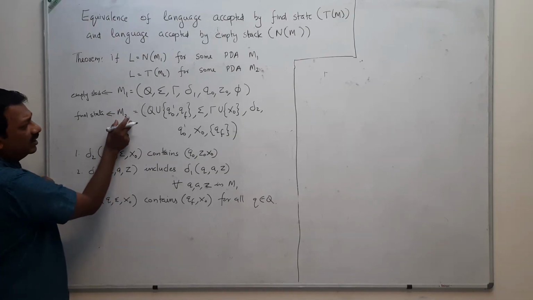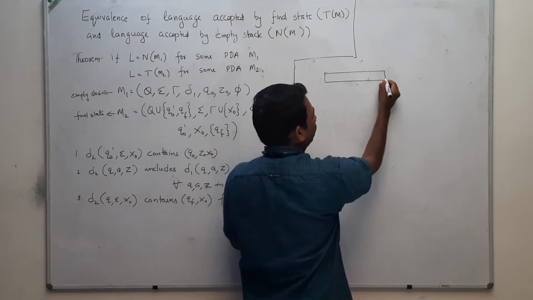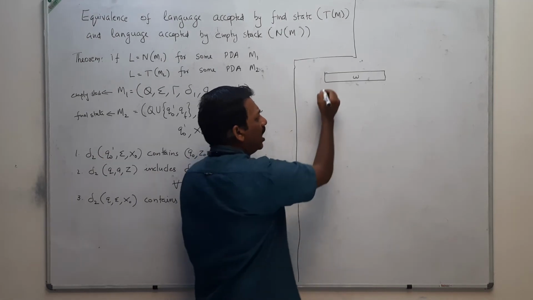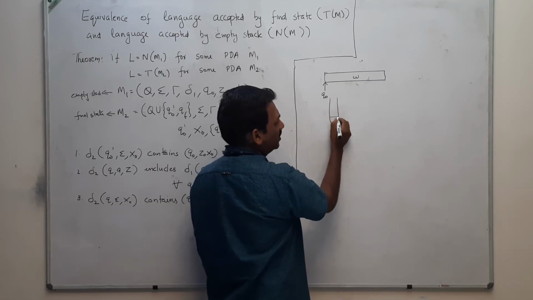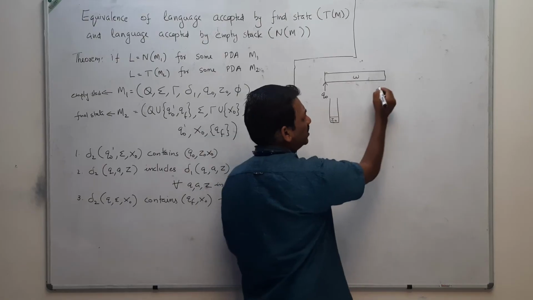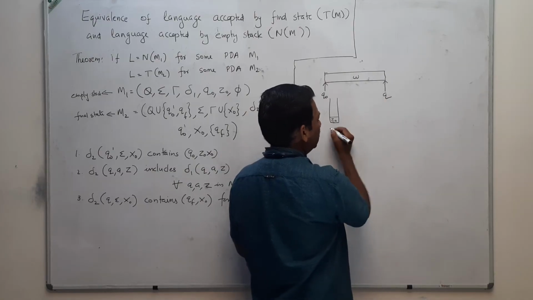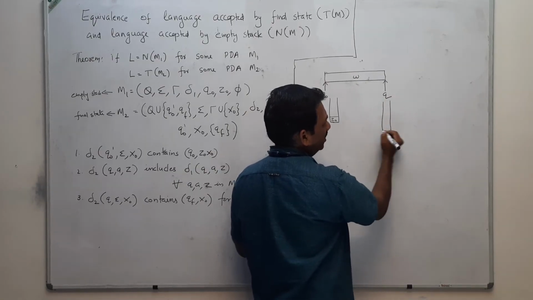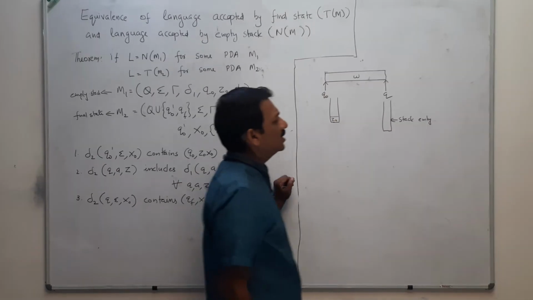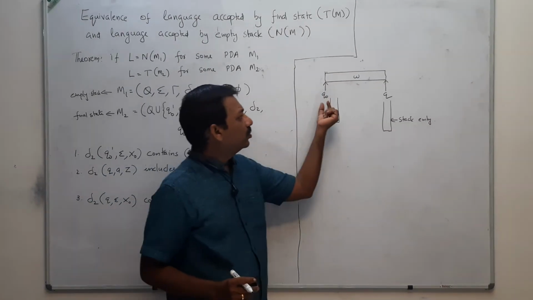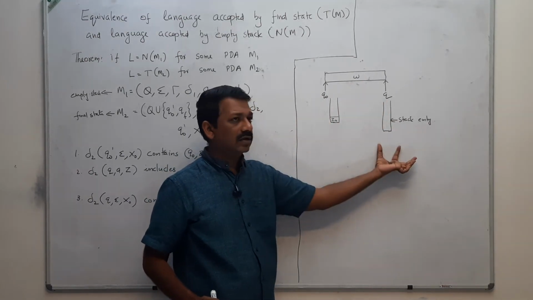Say m1. From m1, how can we generate m2? Initially, suppose this is your input string w, and we have the state q0 with the current top of the stack being z0. Upon processing, it reaches a state, and after reaching there, the stack is emptied. That means the stack is empty. The start state is q0. Upon processing this, it reaches a state emptying the stack. That's why it is accepted.